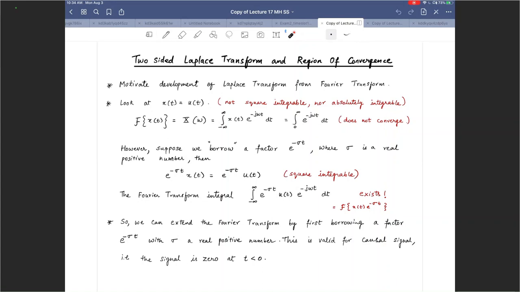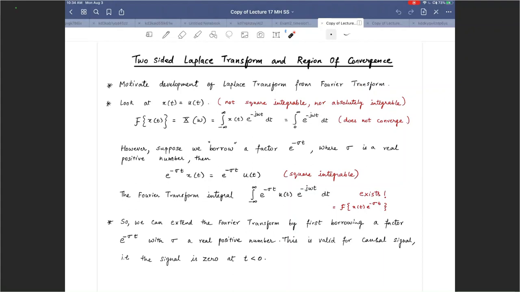Now over here, when we talk about Laplace transform, we will need to talk about two things. One is the transform and the other is the region of convergence. Both combined will give you the Laplace transform of a signal. So we'll spend some time talking about why we need the Laplace transform, some motivation behind Laplace, and why it is different from the Fourier transform that we saw earlier.